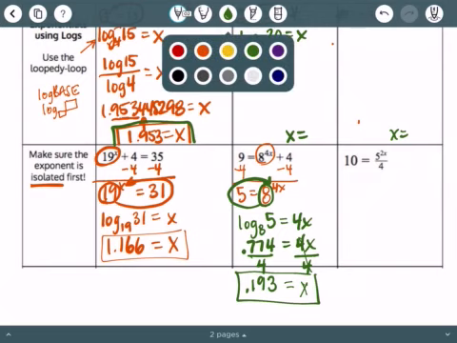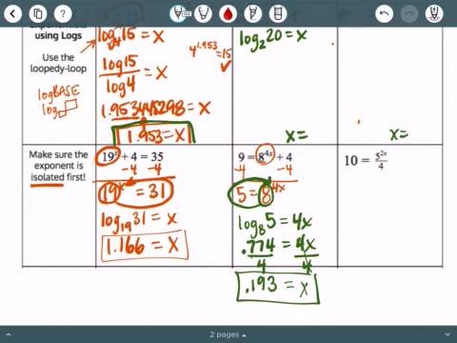For this last one, it is not super different, but it can be kind of tricky. I see that I want to get this by itself. I see the division.